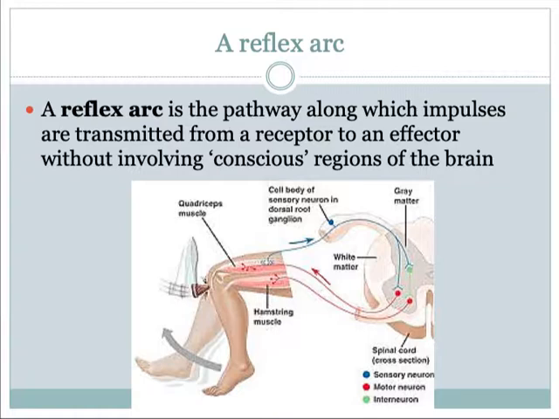A reflex arc shows how a sensory neuron, an intermediate neuron and a motor neuron work together to bring about a response to a stimulus. A reflex arc is the pathway along which impulses are transmitted from a receptor to an effector without involving conscious regions of the brain. Here you can see an example of a reflex arc.